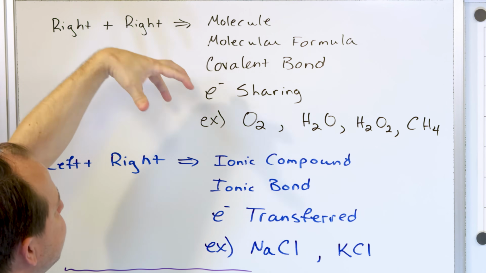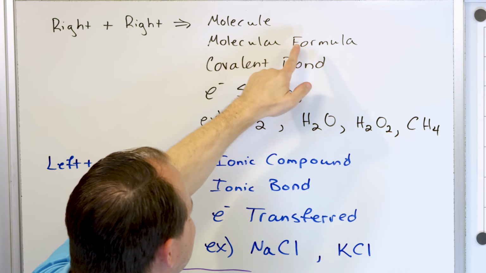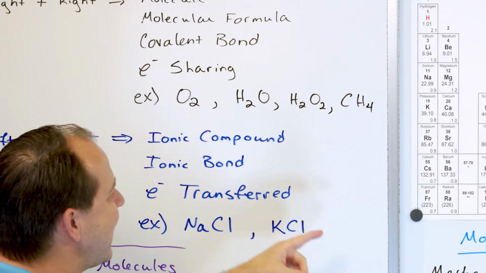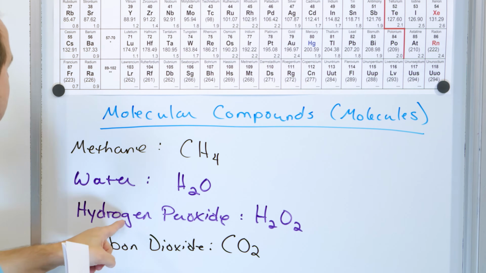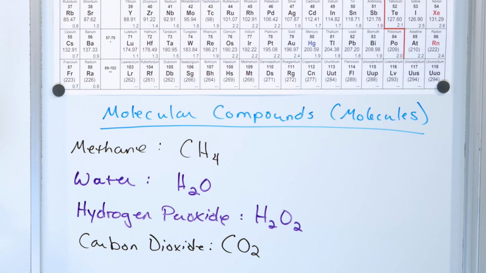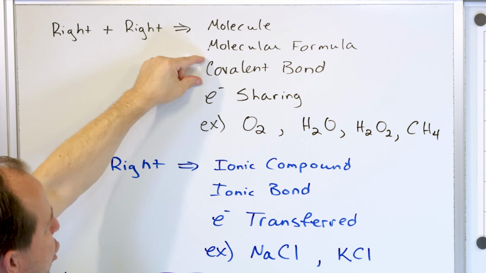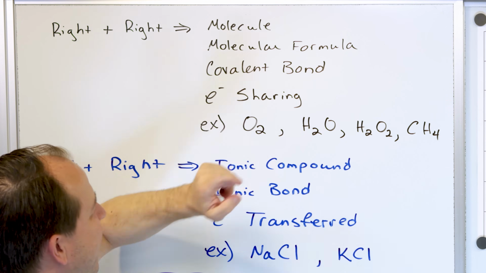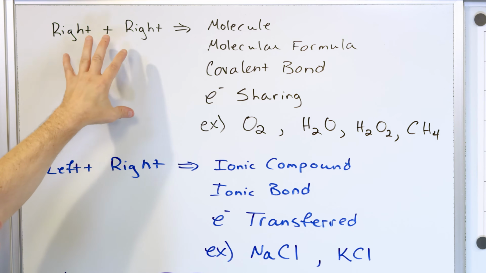A molecule is a free-floating, independent thing, and we have a molecular formula that tells us what atoms are there. For instance, for methane, it's CH4. For water, it's H2O. For hydrogen peroxide, it's H2O2. The bonding that's happening is called a covalent bond, which means electrons are shared. And so here are some examples. And then we said that was the right plus the right.